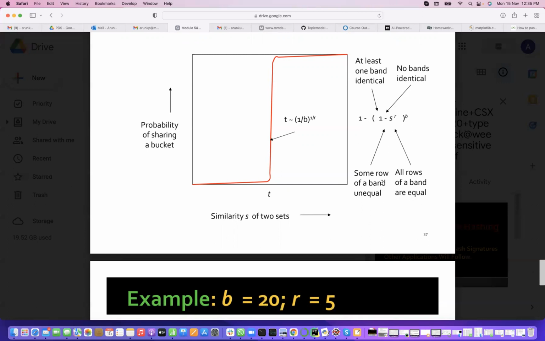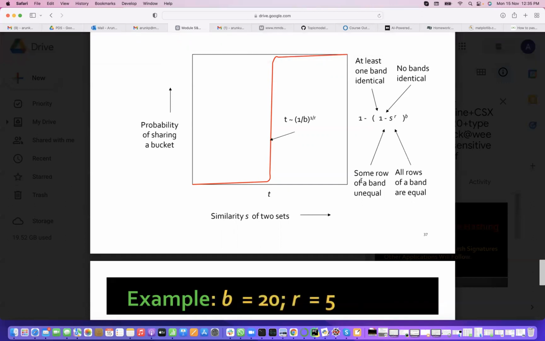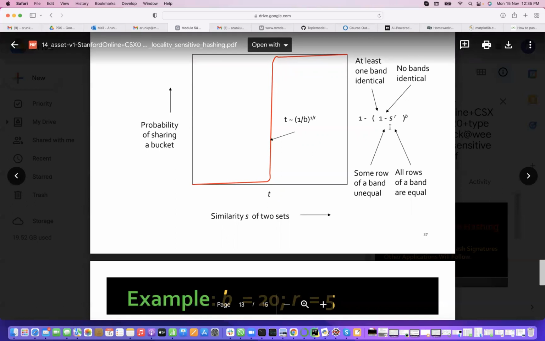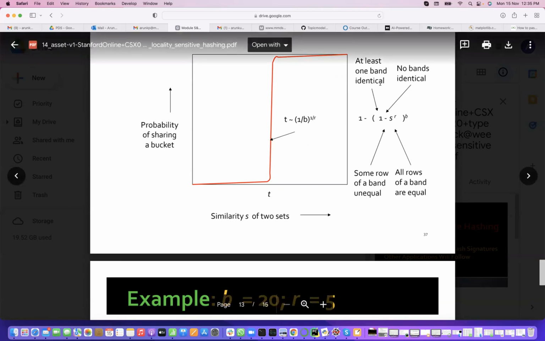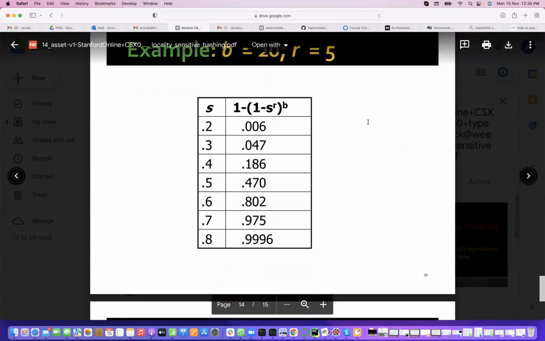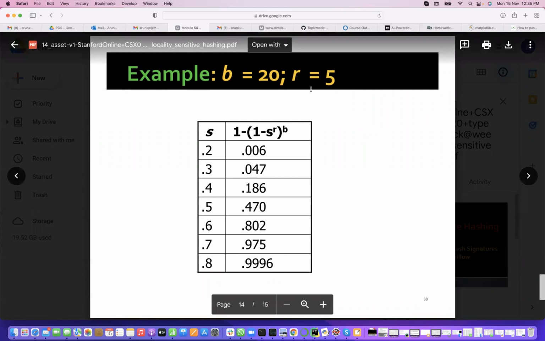So some row of a band unequal, he is explaining each term. All rows of a band are equal is s power r. Then some row of a band is unequal is 1 minus s power r. No bands identical is (1 minus s power r) power b. This whole bracket, (1 minus s power r) power b, is some row of every band unequal; 1 minus it is at least one band identical. Then example: B equal to 20, R equal to 5.